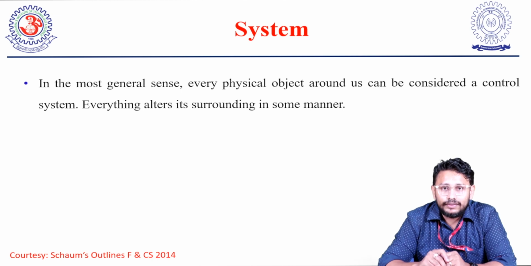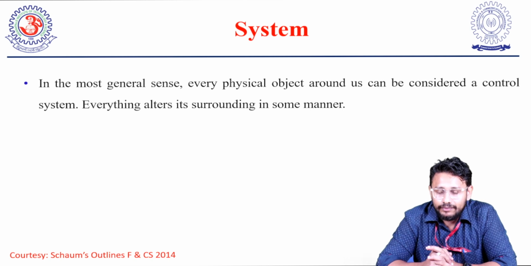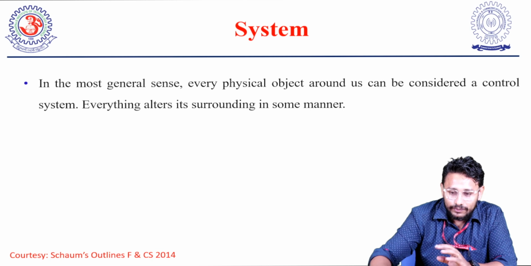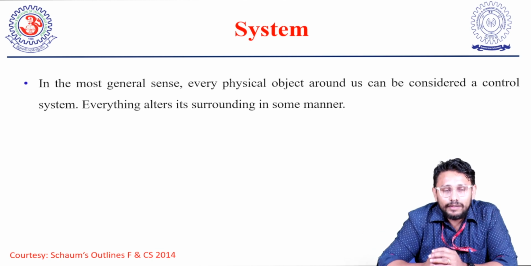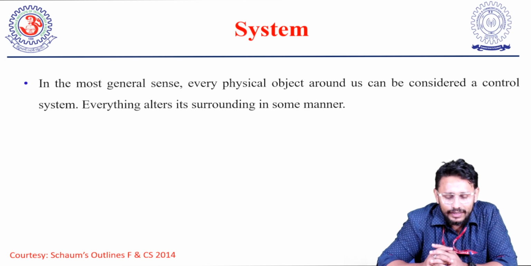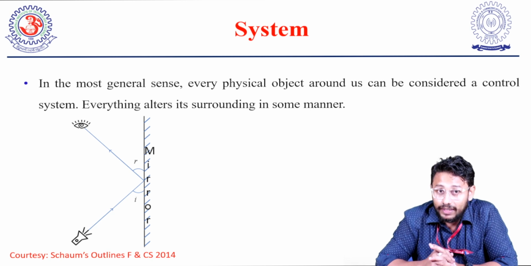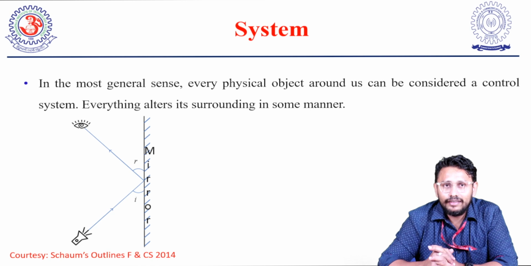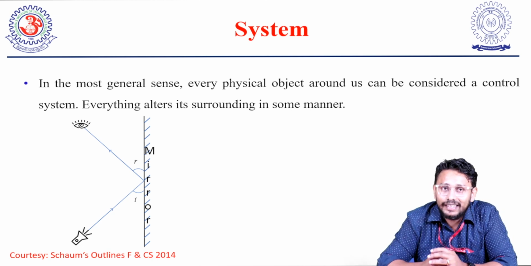Now just have a look at this. This is one of the examples I'm going to put in front of you so that you observe what exactly a system would look like. Say for instance, here I have stated that in the most general sense, everything around us that we see can be considered as a control system. Let's have a look at this. Here you would see on the screen, there is a mirror. It's a plain mirror, and there is a source and an observer. Basically, the eye-based sensing system, we would say, as we proceed further in the lecture series. However, we can consider the source and the observer.